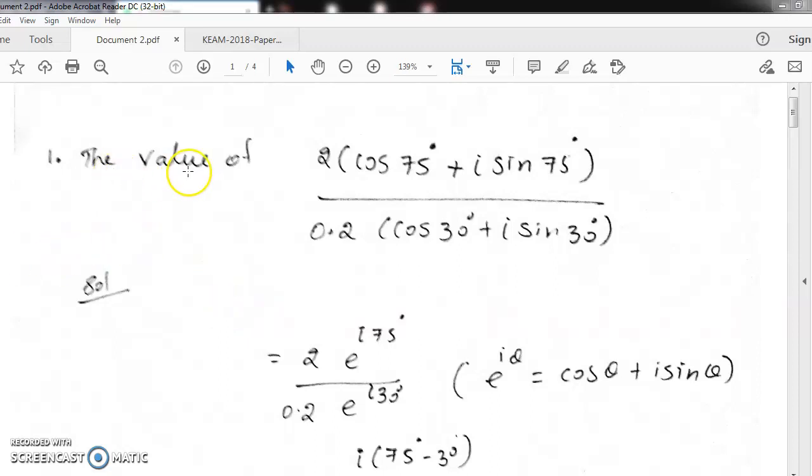So the first problem is the value of 2 into (cos 75 plus i sin 75) divided by 0.2 into (cos 30 plus i sin 30). So we have to find out the value of this.